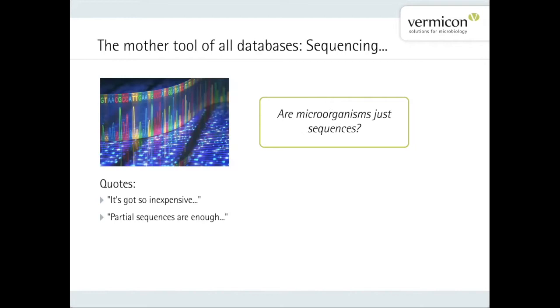The other one is the mother tool of all databases, sequences, the quotes. It's got so inexpensive. That's true, because I remember several years ago when I made a sequencing analysis of the 16S RNA, it was enough for a whole diploma thesis. And today you pay, I think, several euros for a sequence. And also here often partial sequences for phylogenetic analysis are enough. And hey, 300, 400 bases, it's okay.